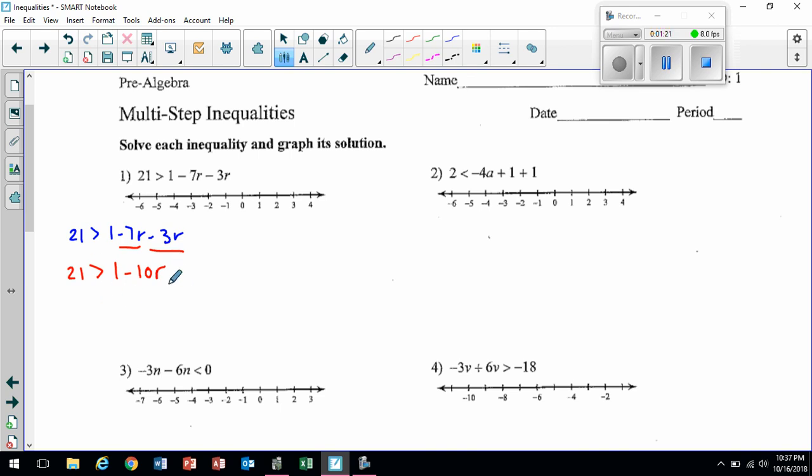Now, is there anything else I can combine on the right-hand side of my equation? Are there any other r's I can combine together? No. Are there any other numbers I can combine together? No. On this side, is there anything I can combine? No. So now I'm going to do the same thing that I've been doing. I'm going to subtract 1 from both sides of my inequality. So this leaves me with 20 is greater than a negative 10r.